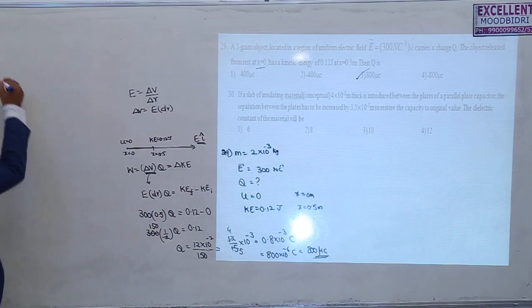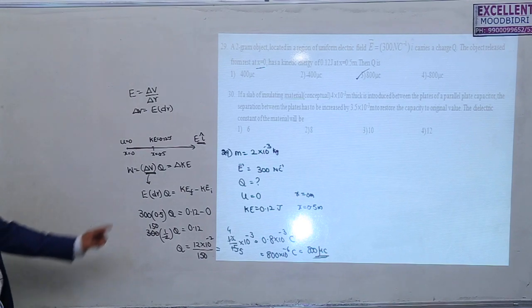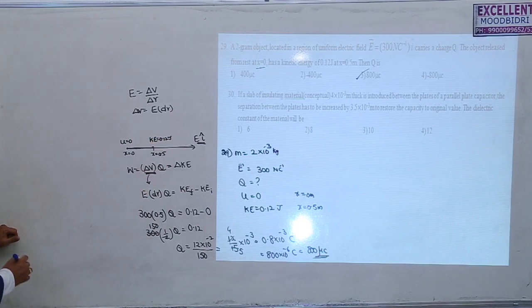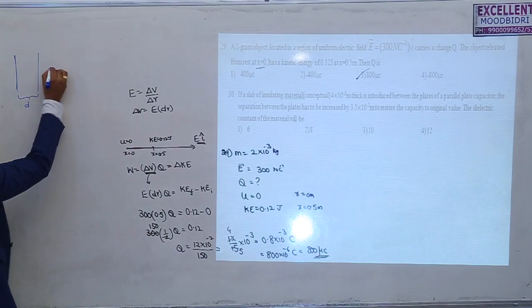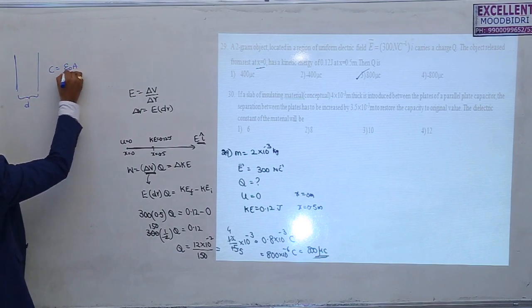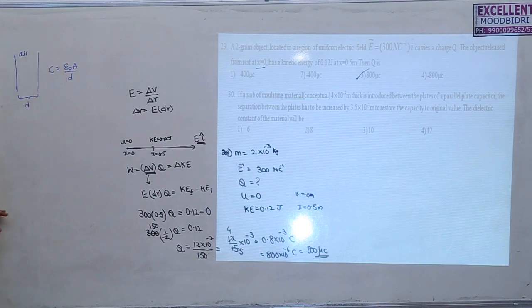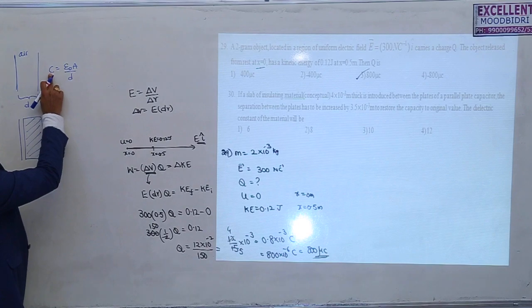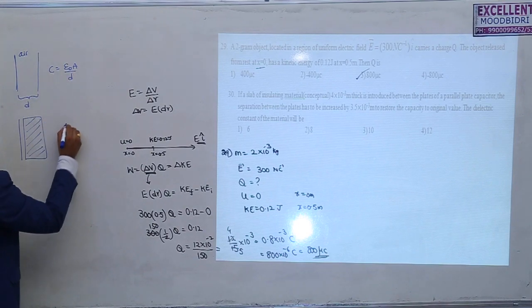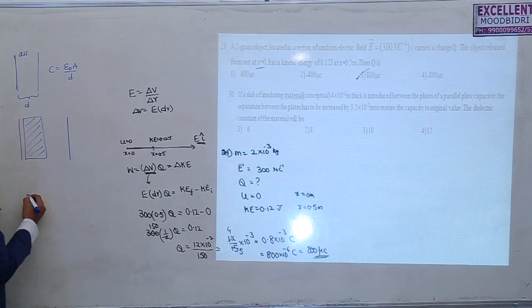Now in problem number 13, a slab of insulating material which is 4 into 10 power minus 3 thick. So these are the 2 plates of a capacitor. The distance between these 2 is d. Capacitance is given by epsilon naught A by d, as air is the medium between these 2. But now what happened? One dielectric is placed between these 2. Whenever a dielectric is placed, the capacity increases. But to maintain the capacitance, we know that the capacity decreases with increase in distance, so the second plate is moved up to here.